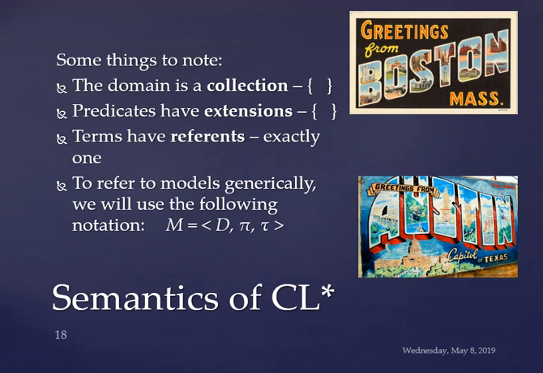To refer to our models generically and formally, we're going to use the following notation. M is for model, and that equals an ordered set of items that include the domain of discourse, the predicate function and the extensions that it specifies, and then the term functions and the reference that it specifies.